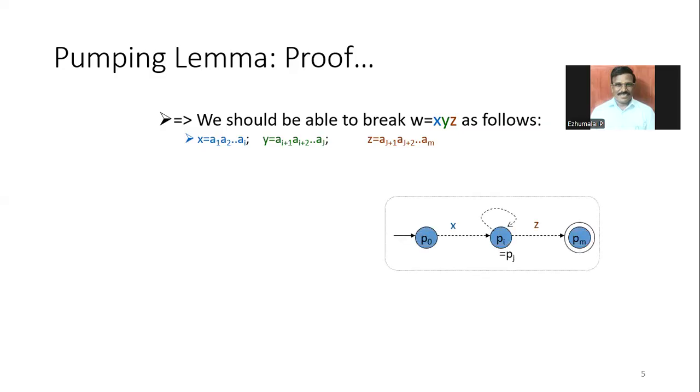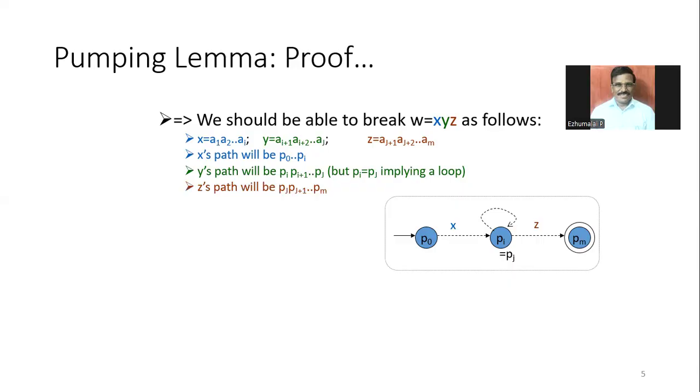Let us see the three states p0, pi, pm. p0 is the starting state. pi equal to pj is the middle state. The string that is repeated is called y. The input from p0 to pi is x, and the input from pj to pm is z. So y is repeated as a self loop at pi equal to pj. Y is the path from pi to pj, and similarly z is the path from pj to pm.